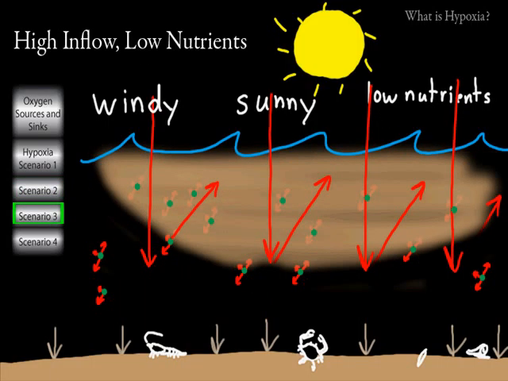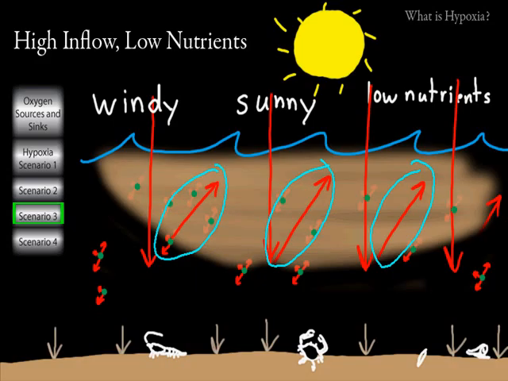Now let's look at a third inflow nutrient scenario, high inflow and low nutrients. If it's windy and sunny, you'll have plenty of oxygen coming in from diffusion. However, this larger amount of fresh water on the surface, that just creates a larger barrier from atmospheric oxygen penetrating down into the seawater.